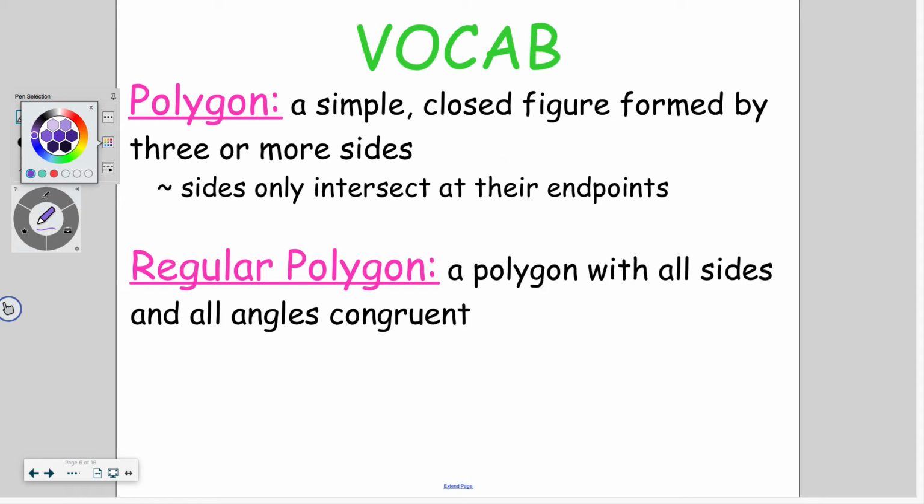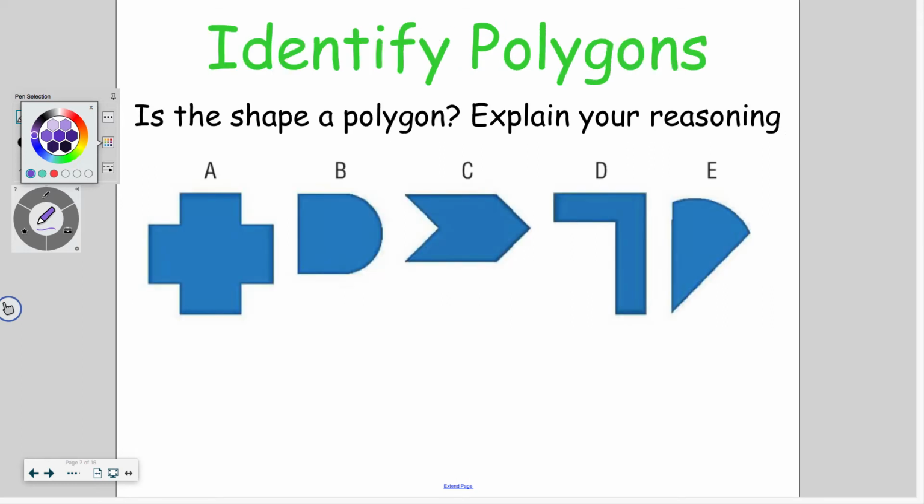A regular polygon means that all of the sides and all of the angles are congruent. So for example, an equilateral triangle, where we have all three sides the same measurement and all three angles of 60 degrees, would be an example of a regular polygon. First thing we're going to want to do is decide if they are polygons or not. So looking at shape A, this is going to be yes, because it is simple, nothing is overlapping, and closed.